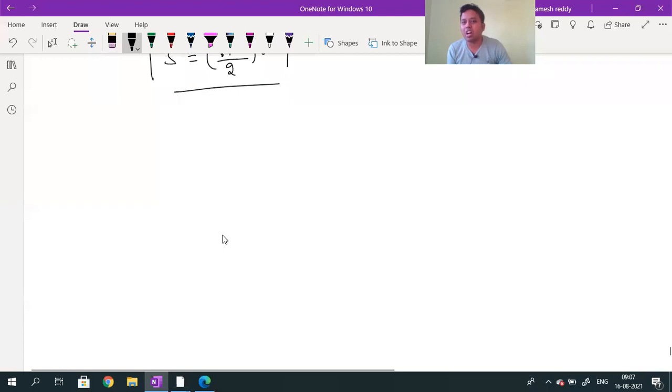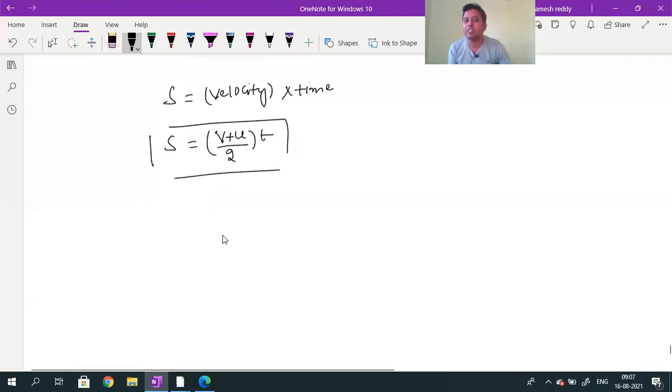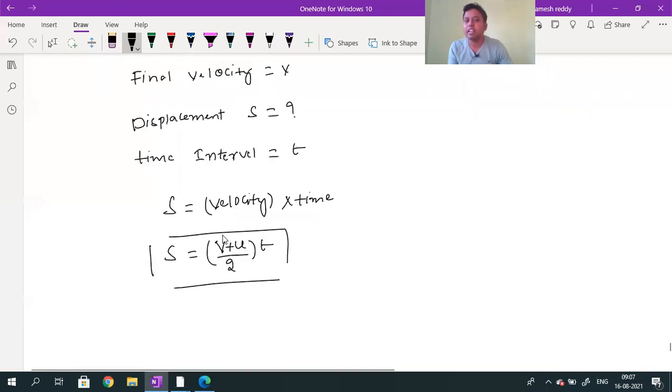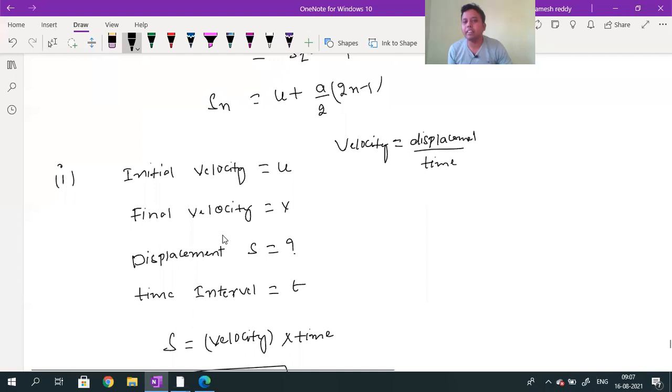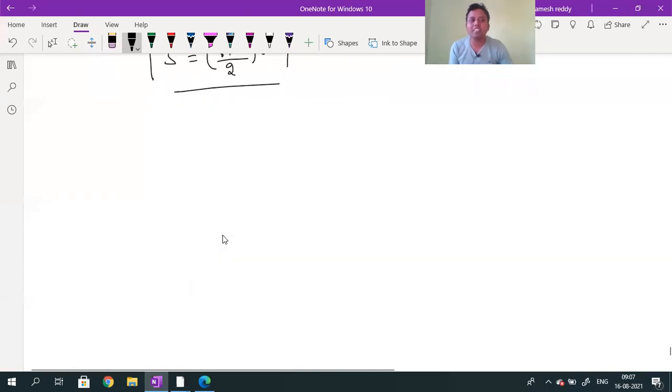How did you get the general formula? What is the formula for velocity? What is velocity? The general definition: velocity is equal to displacement divided by time taken. This ratio is called velocity. Okay, so question writing is needed.